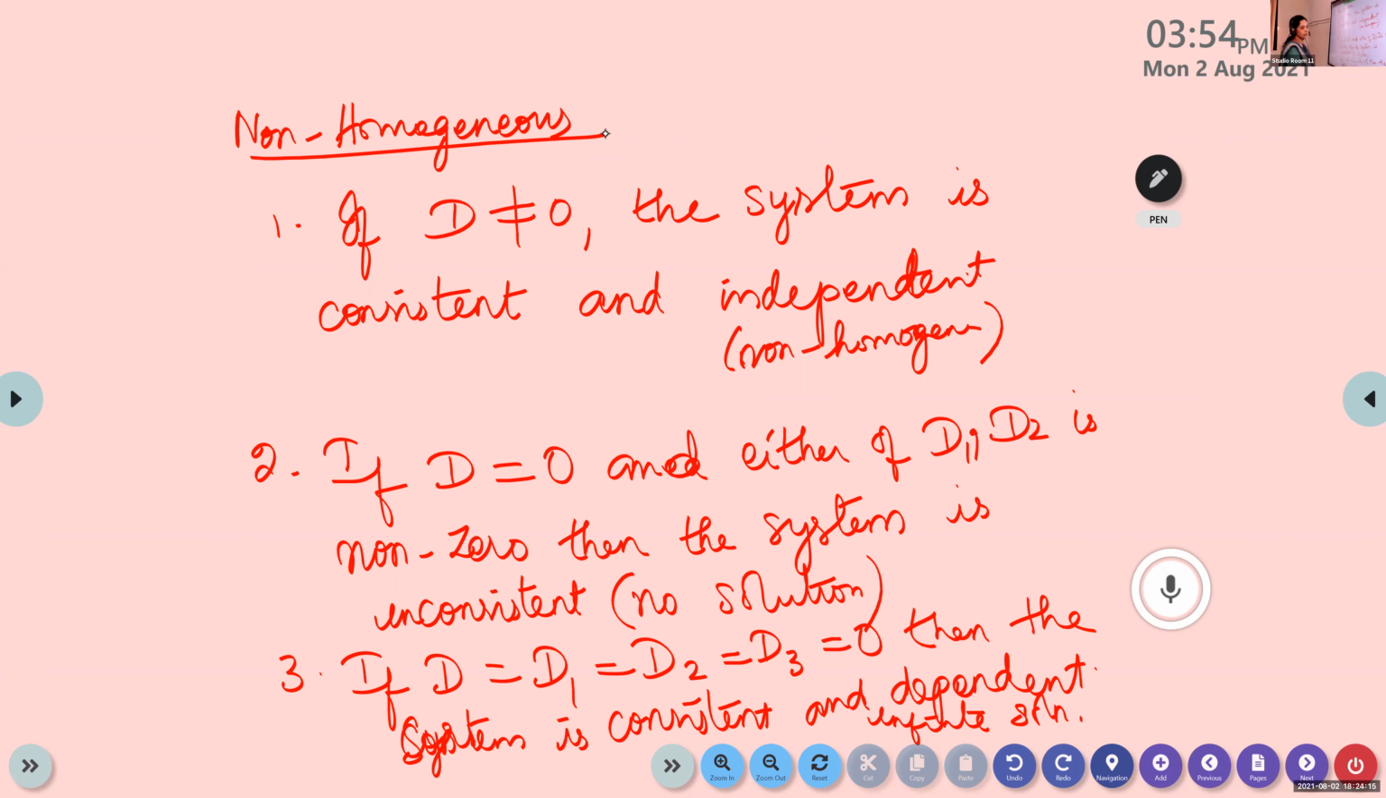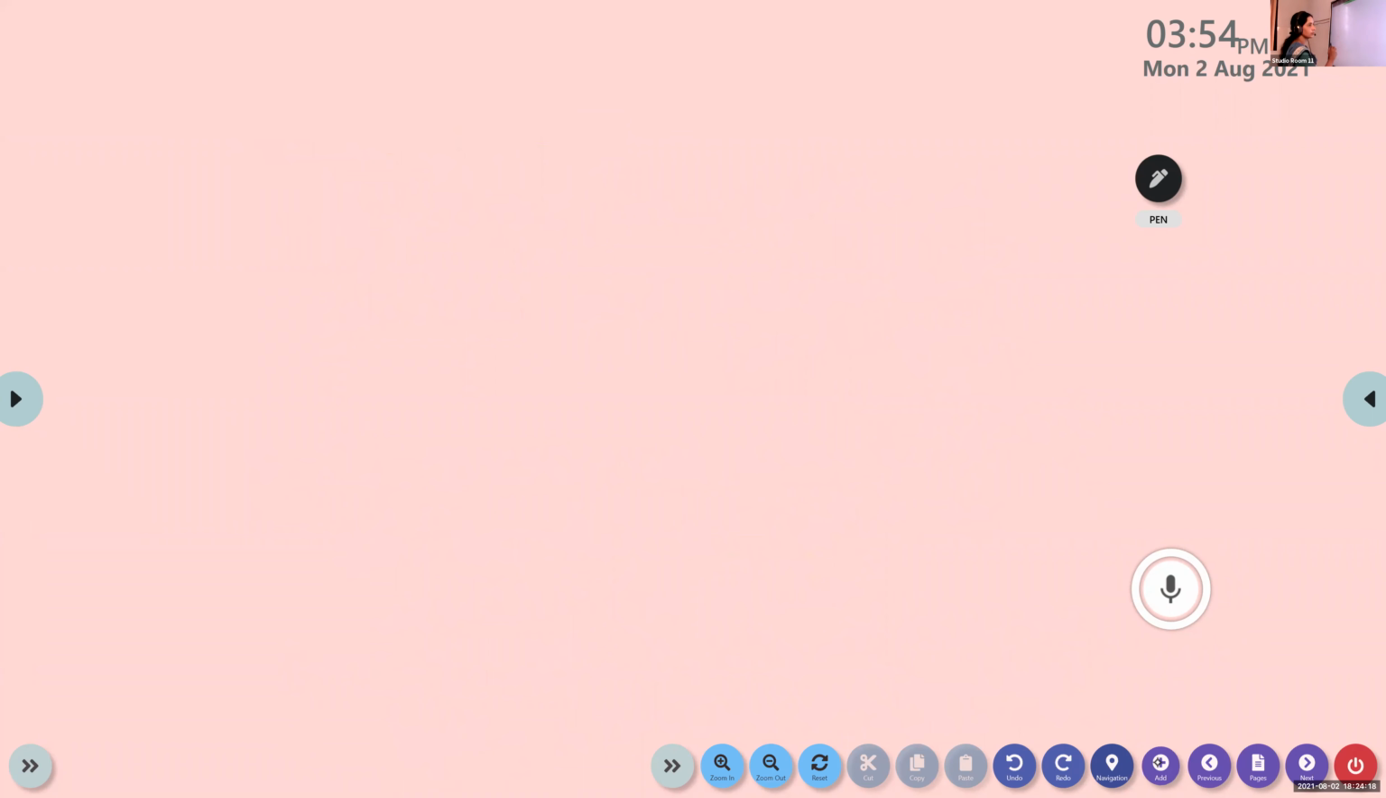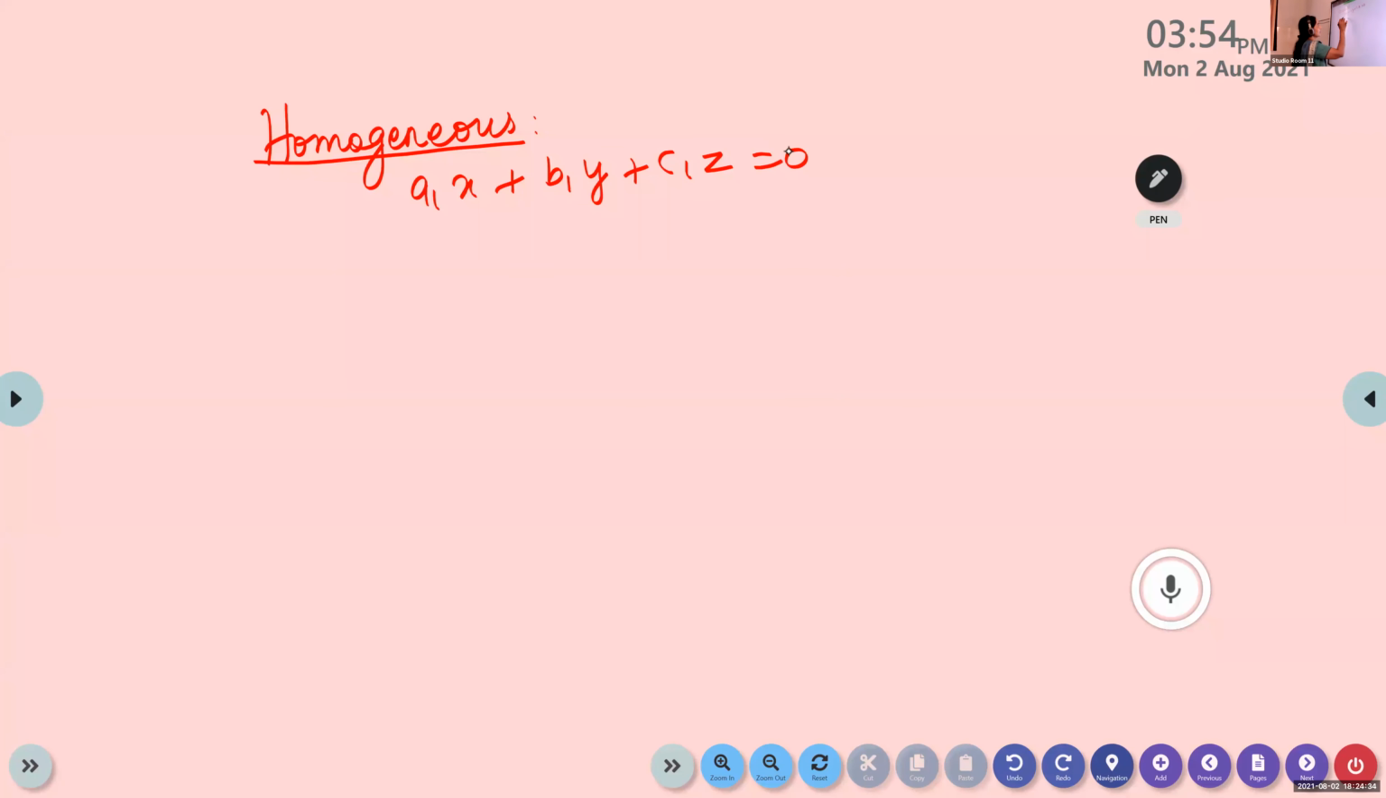Now let us consider the homogeneous equation. What is meant by a homogeneous equation? It is of the form a1x plus b1y plus c1z is 0, a2x plus b2y plus c2z is 0, and a3x plus b3y plus c3z is 0.